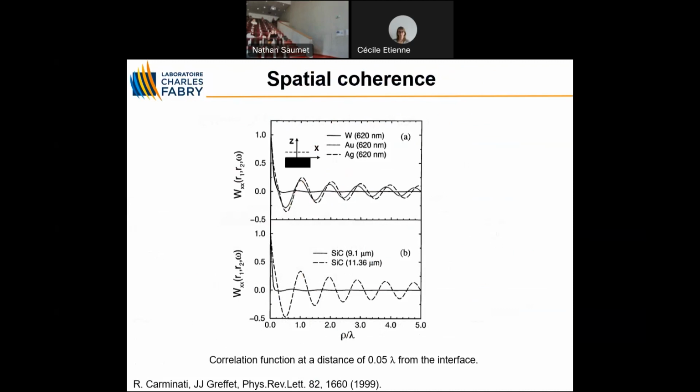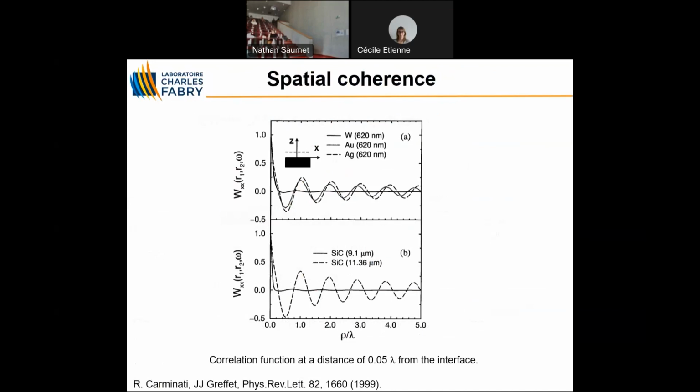So for a source in the visible, you see that there is no long range correlation. What I'm plotting here as a function of rho, which is the distance here, is the correlation function between 2 points, R1 and R2, along this line at a given distance above the plane. They are separated by this distance rho. And you see that they can be correlated up to several wavelengths. A black body has a correlation length which is half a wavelength. So here you see that there is a long range correlation, and it's due to the existence of this surface wave, as explained before.